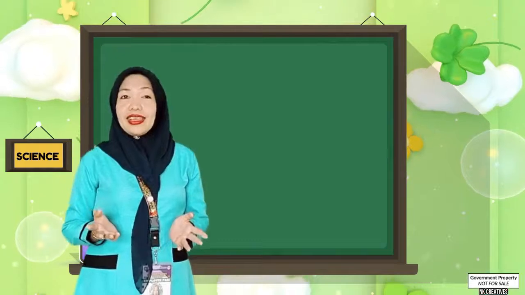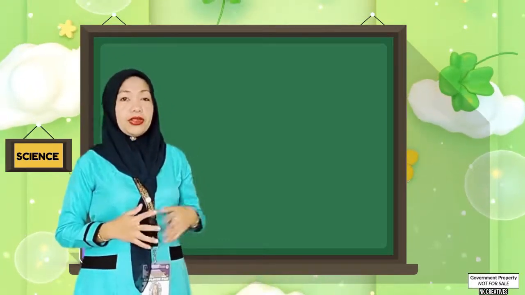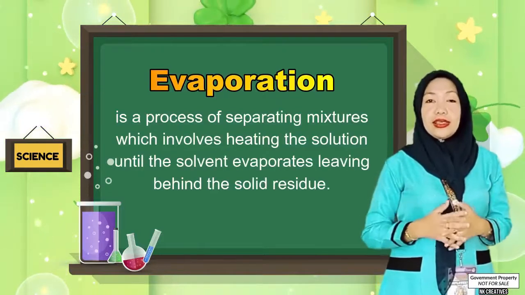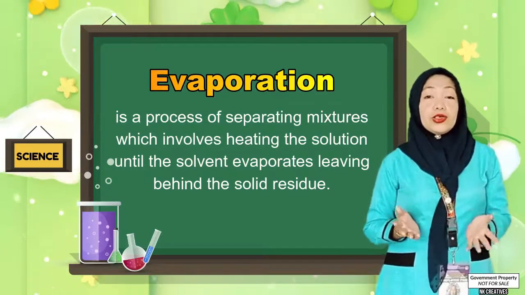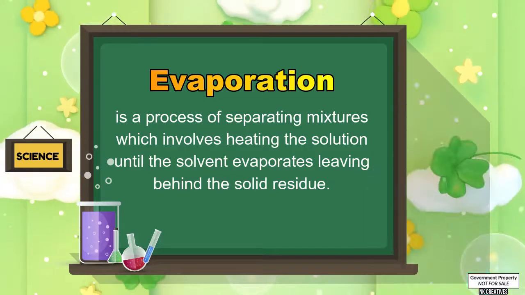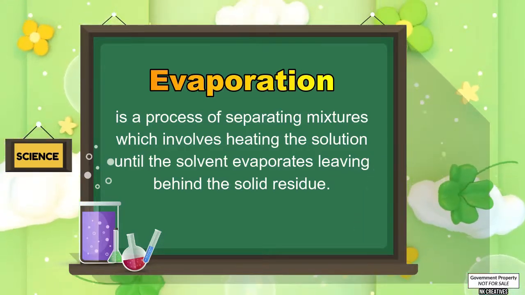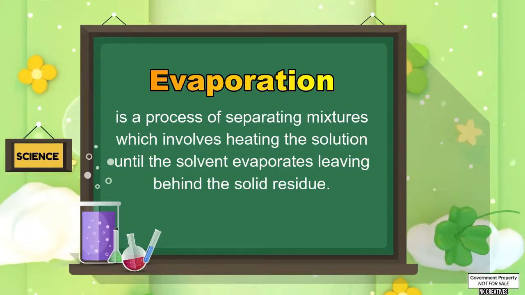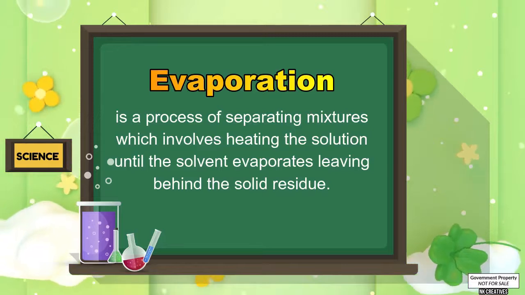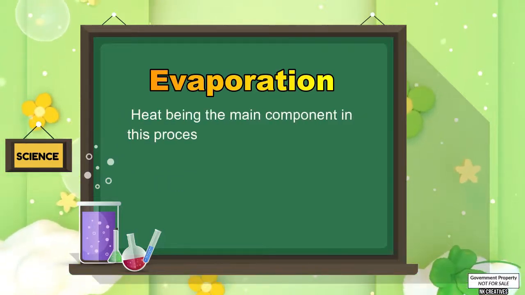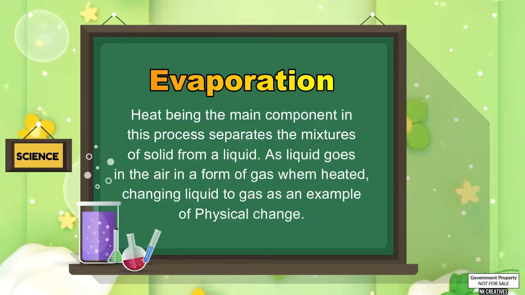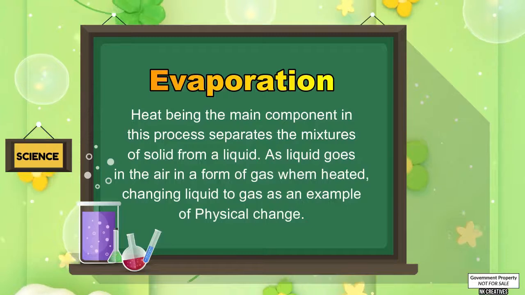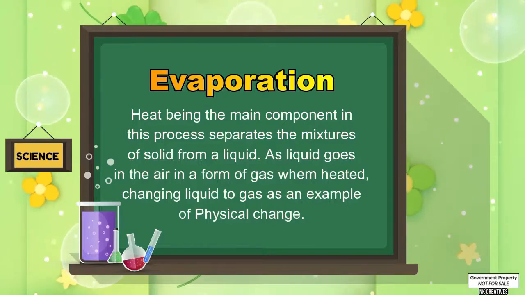Okay, and the next technique is what is called evaporation. Evaporation is a separation technique in which a soluble solid is separated from the liquid with the application of heat. Evaporation is a process of separating mixtures which involves heating the solution until the solvent evaporates, leaving behind the solid residue. Heat, being the main component in this process, separates the mixtures of solid from a liquid, as liquid goes in the air in the form of gas when heated.